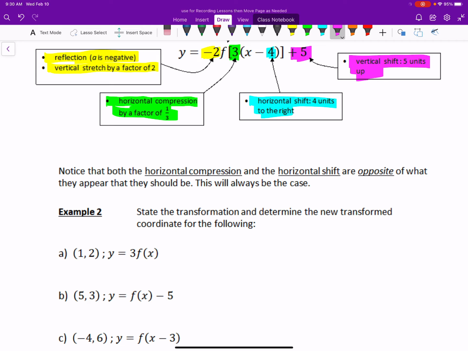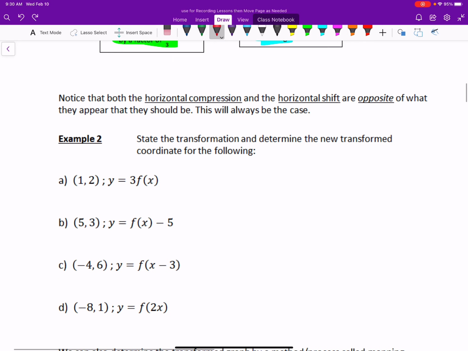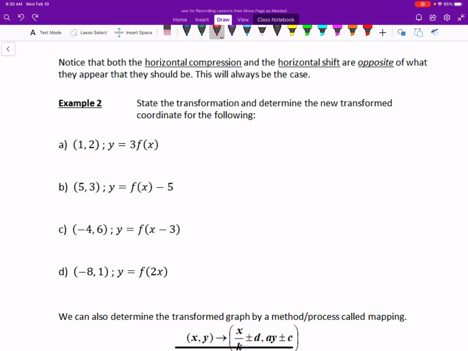Notice that both the horizontal compression and the horizontal shift are opposite of what they should appear to be. In other words, until you get really familiar with this, you might originally think that a K value of 3 should make it 3 times as wide, but it actually makes it 1/3 as wide. And you might think that this -4 inside the bracket should move it 4 units to the left, but because we change the sign, it moves it 4 units to the right. That's all I mean by they're the opposite of what they appear they should be. So let's just practice this, state a few transformations.